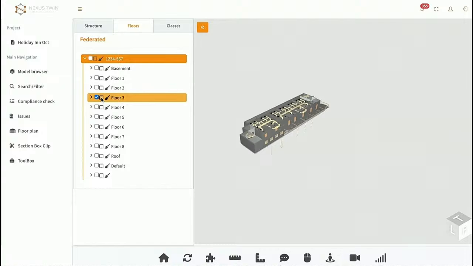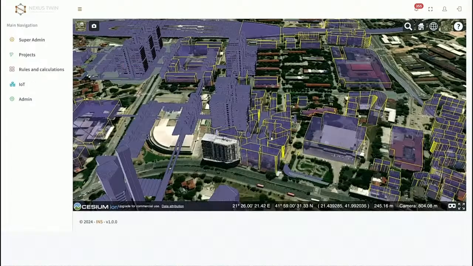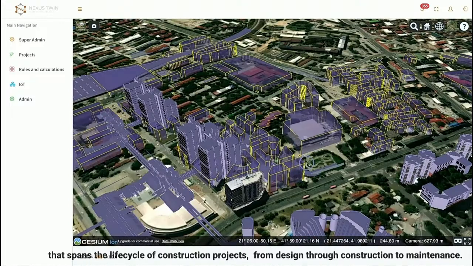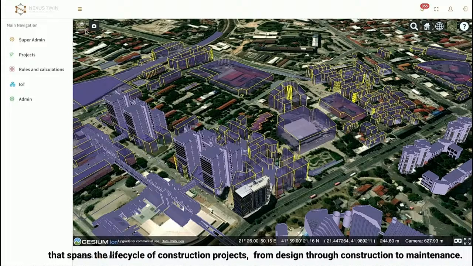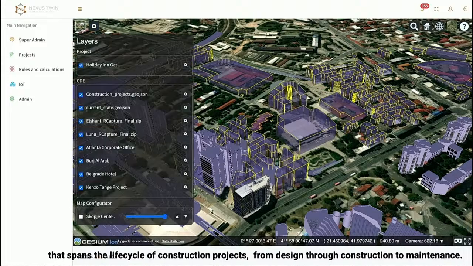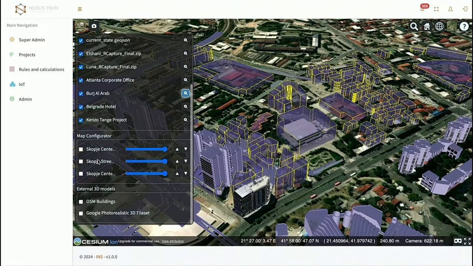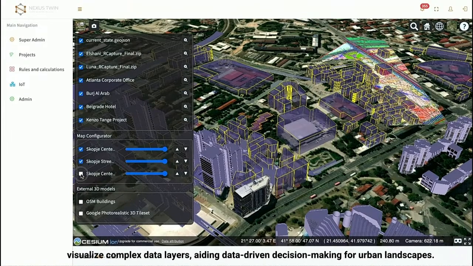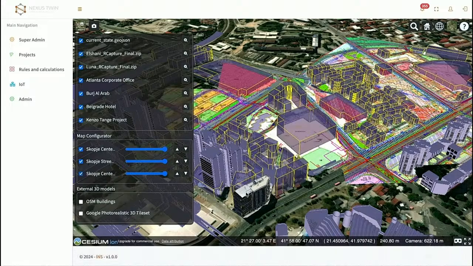This platform melds the detailed mapping capabilities of geodata with the structural insights from the OpenBAM models, crafting an interoperable and interactive digital twin that spans the lifecycle of construction projects, from design through construction to maintenance. With Nexus Twin, users can visualize complex data layers, facilitating data-proven decision-making for urban landscapes.